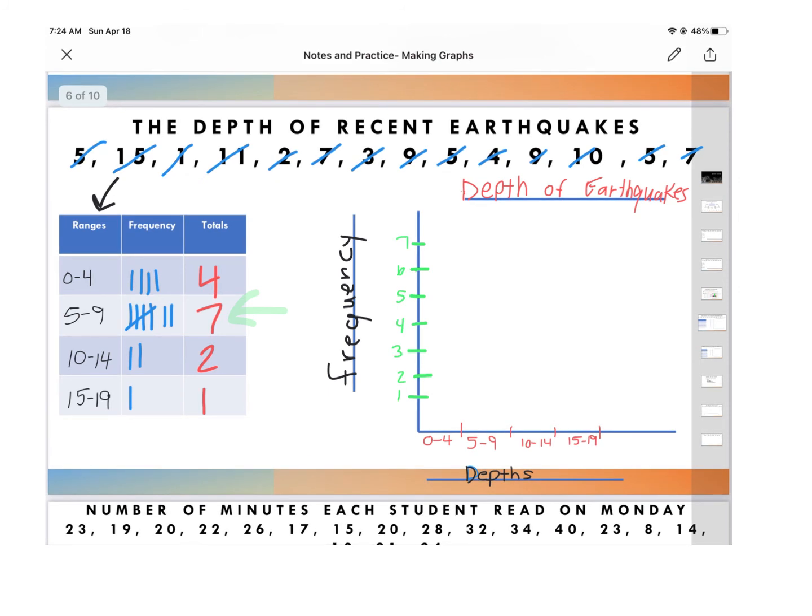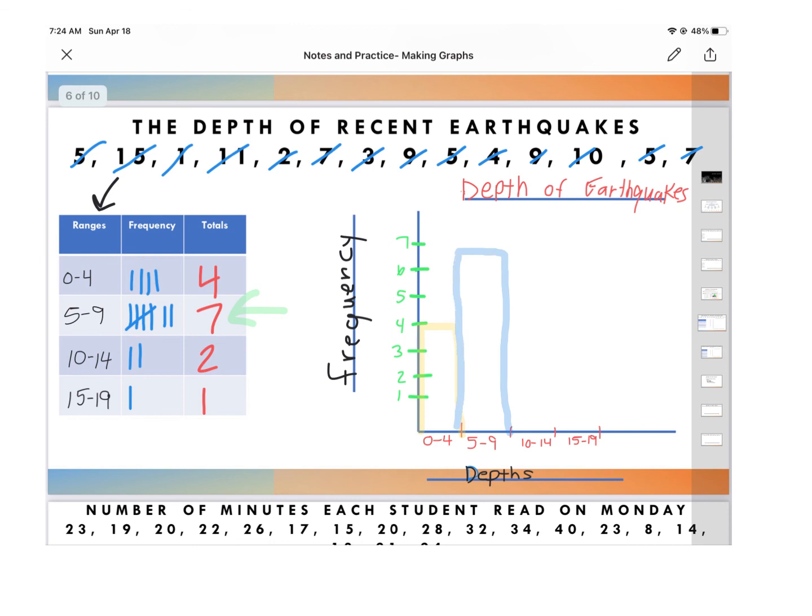All right, so now all we're going to do is make our bars. So from 0 to 4, that went up to 4. So make a bar all the way up to 4. The bar should be touching the y-axis. Remember, all of these bars should be touching each other. 5 to 9, we'll go ahead and make that all the way up to 7. So up to 7. These do not have to be perfect by any stretch.